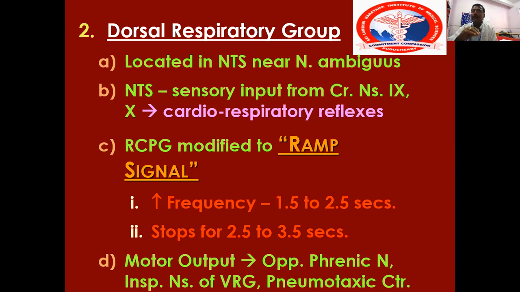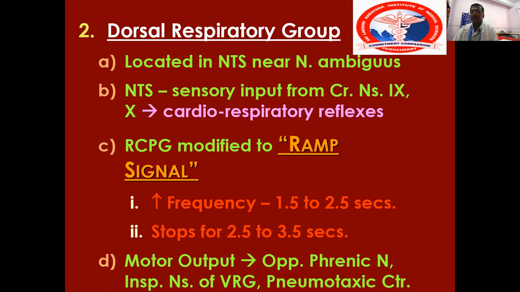That is, the pattern of normal respiratory movement is called the ramp signal, also called the normal respiratory pattern, or ramp manner. The signal increases over about 2 to 2.5 seconds, and it will stop for about 2.5 to 3 seconds. So this is the normal respiratory ramp. Also it is called the ramp manner.